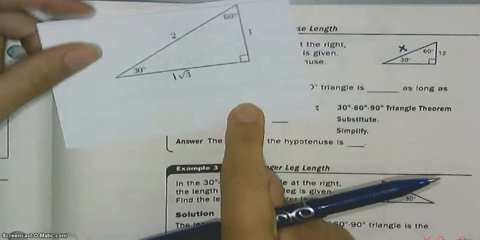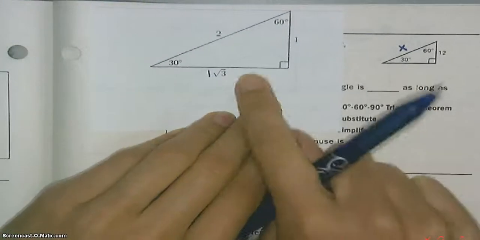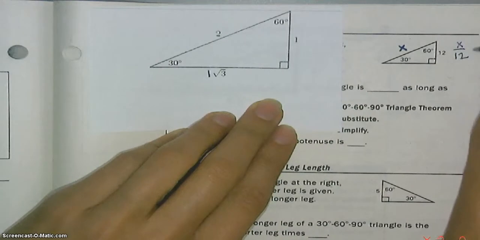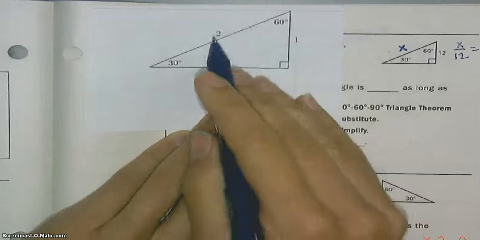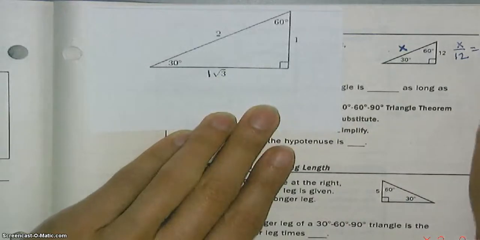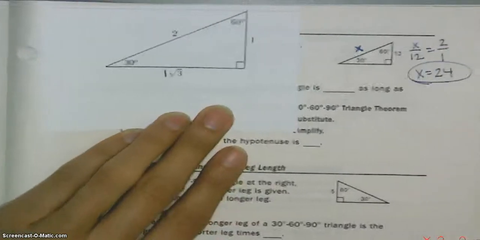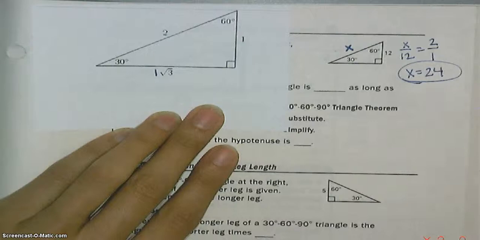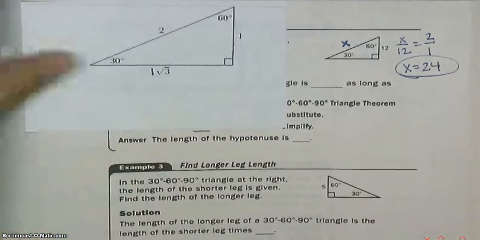So take your triangle and turn it so that it looks the same. Now we can write a proportion between these two. x is to 12 as 2 is to 1. Cross multiply, x equals 24. That's how we came up with 24.